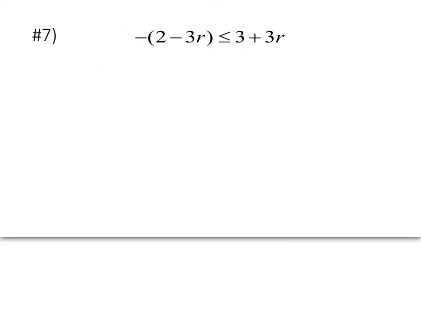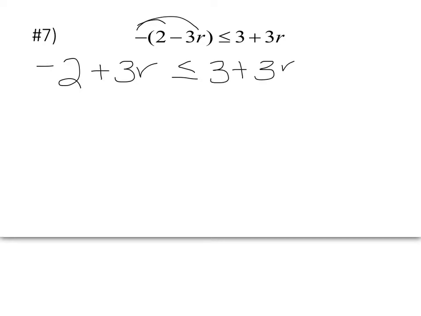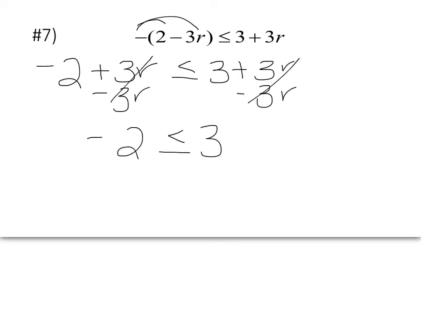Okay, so first things first again, distribute. This gives me -2 plus 3r is less than or equal to 3 plus 3r. So if I subtract 3r from both sides, it cancels on both sides, leaving me -2 is less than or equal to 3. Now, is that a true statement? Is -2 less than or equal to 3? Yes, it's a true statement.